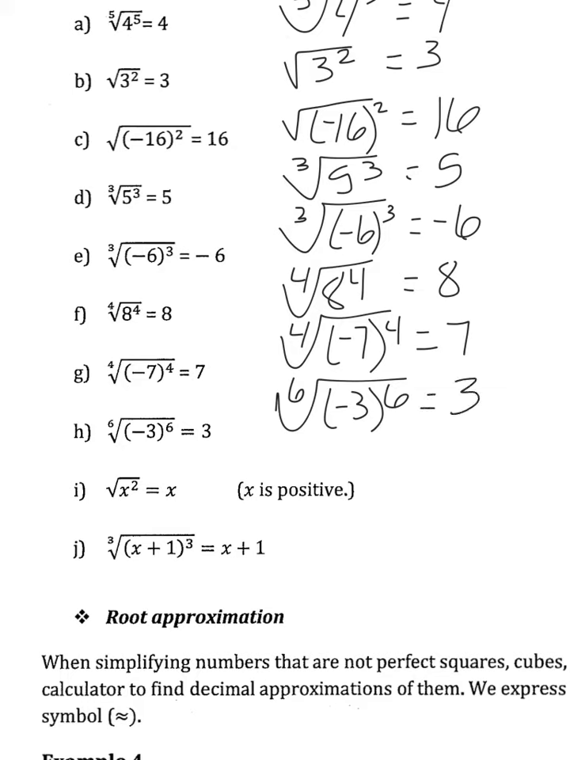On letter I, the square root of x squared, the index and the exponent cancel, so we will just get x. On letter J, the cube root of (x plus 1) cubed, and we're going to use this concept a little further on when we're solving equations, but this index and this exponent cancel, and the result will be x plus 1.